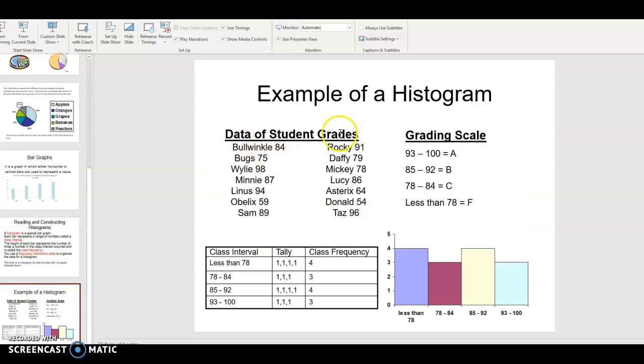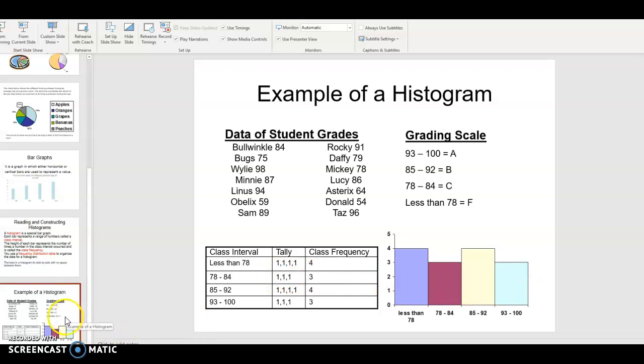I've got the data of student scores and my grading scale. So between 93 and 100, that's a class interval. Here's my class interval, tally, class frequency. The number of students that made less than 78, there were 4; 78 to 84, 3. So when I graph my little bar, I can see this.